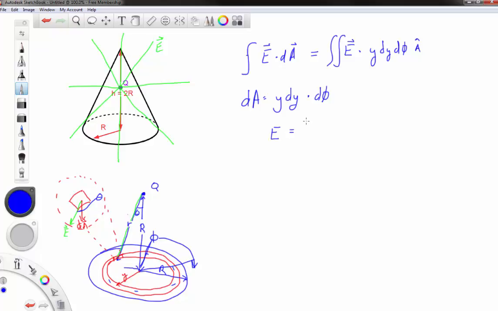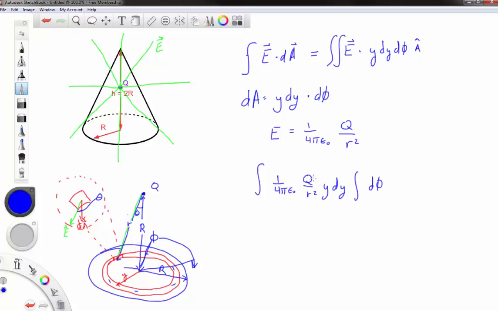E, if we were to find the electric field value at some arbitrary point, distance little r away, is going to be 1 over 4 pi epsilon naught times q over r squared. That's a simple calculation that we can just use Coulomb's law and the definition for an electric field to get. So since there's no phi in this equation, that means that this entire integral is going to reduce to the integral of basically 1 over 4 pi epsilon naught times q over r squared y dy times the integral over d phi.